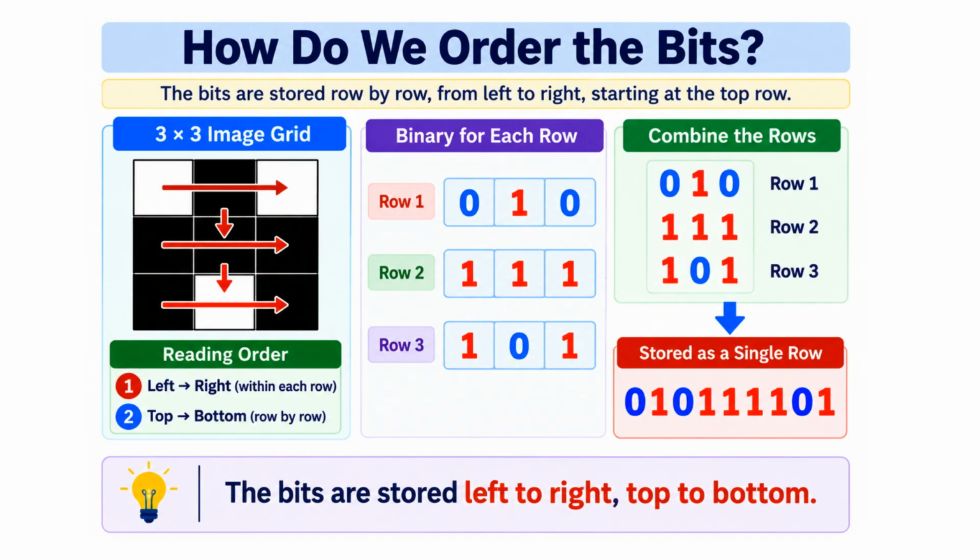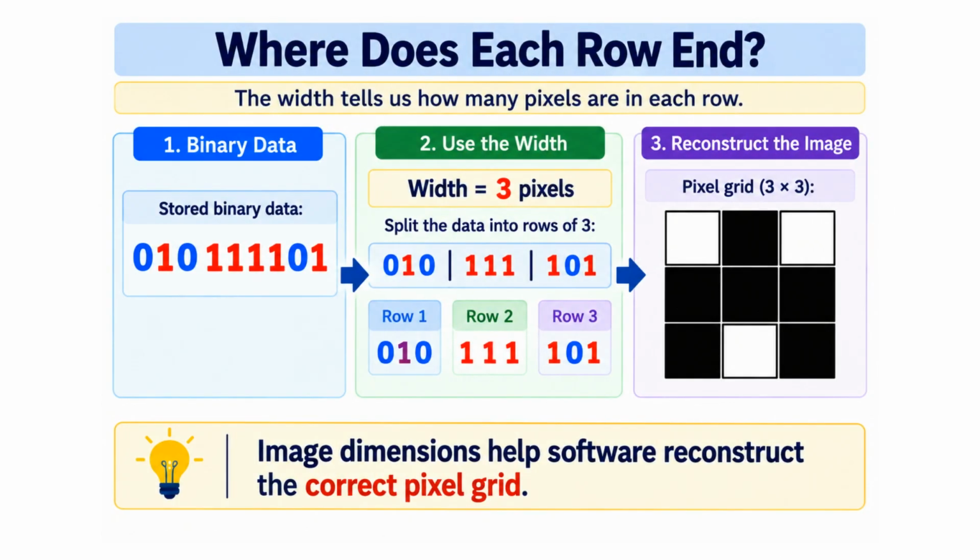Finally, we join all 3 rows together to create one continuous binary sequence. So, remember the reading order, left to right and top to bottom. This allows the 2-dimensional pixel grid to be represented as a 1-dimensional sequence of bits. When binary image data is stored as one long sequence, the computer needs to know where each row ends.